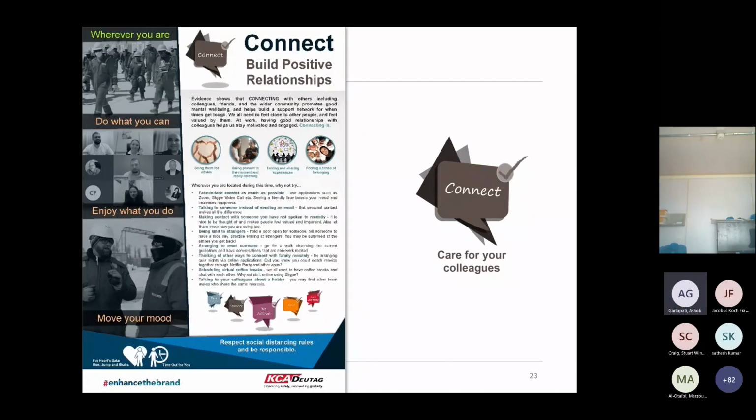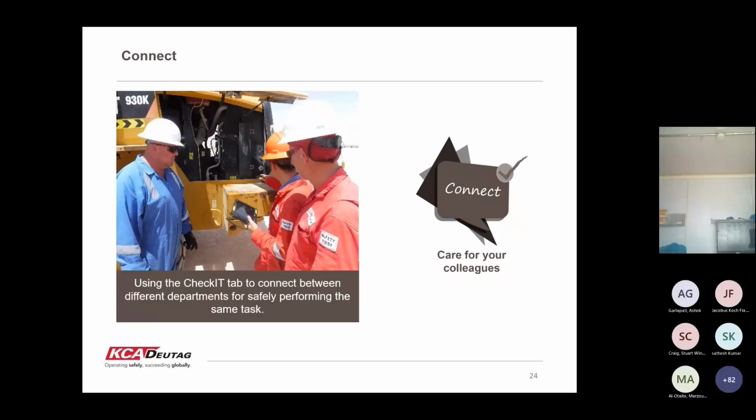Okay. So connect. We also have a connection between departments. We encourage people to speak not only to their direct colleagues, but to connect between different departments, maintenance, safety, operations on the rig side, and so on. So just care for your colleagues and pay attention to what's going on around you.